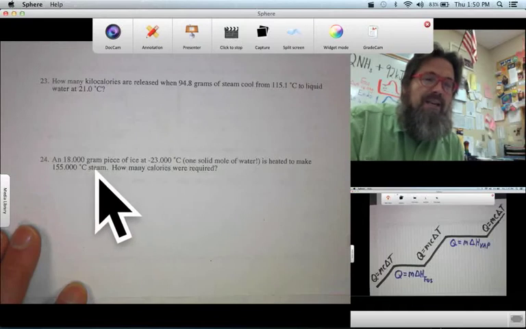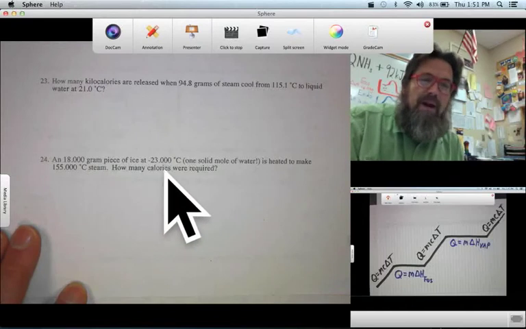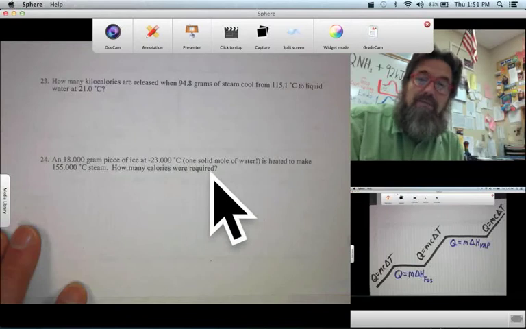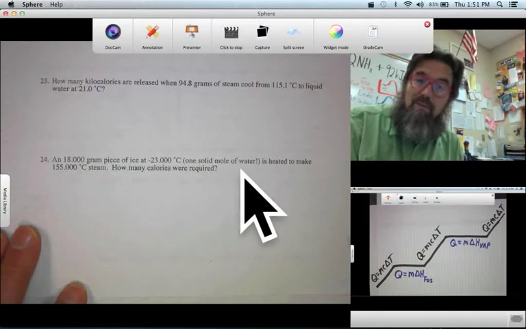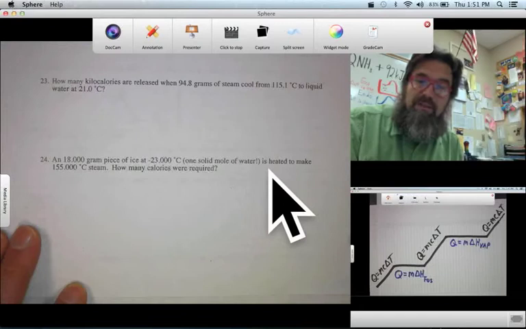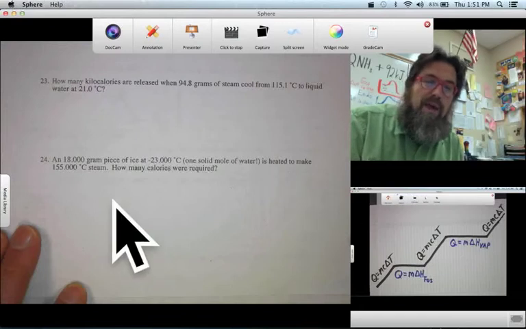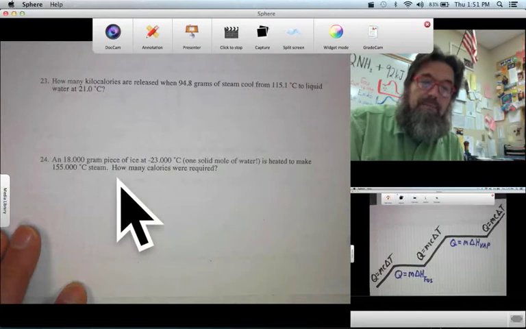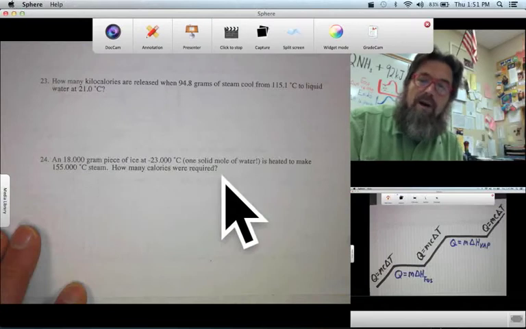An 18-gram piece of ice at minus 23 degrees C, that's 1 mole of solid water, 18 grams, is heated to make 155 degrees C steam. How many calories were required?